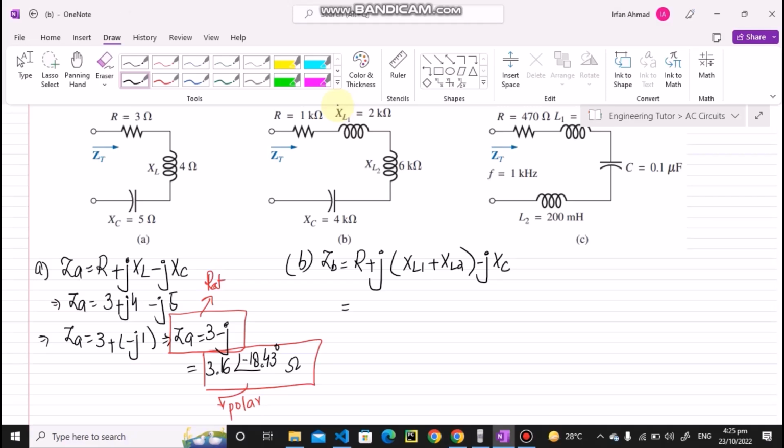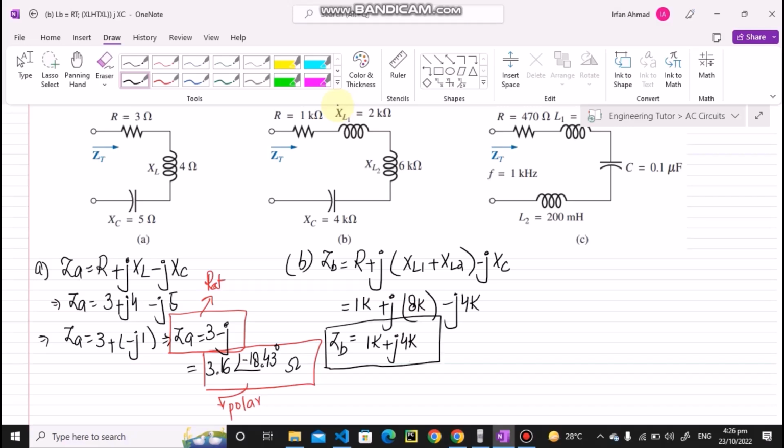Writing the values here, I will get 1K or 1000 plus j, and the value of XL1 is 2K and XL2 is 6K, so that would be 8K. Simplifying it, minus j, and the value of XC is 4K. Subtracting 4K from 8K, I will get j4K. So now it is in the rectangular form.